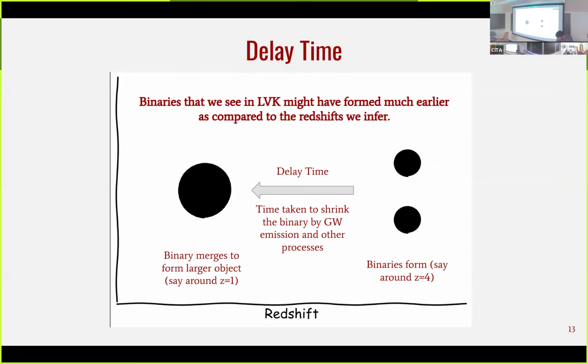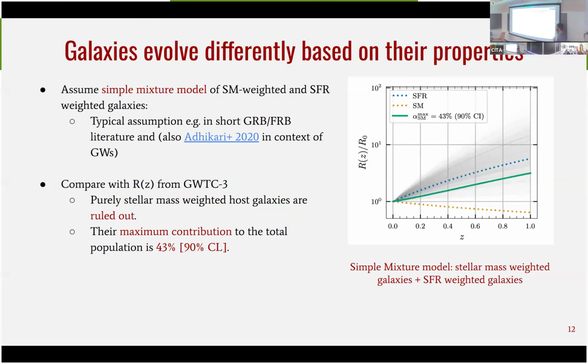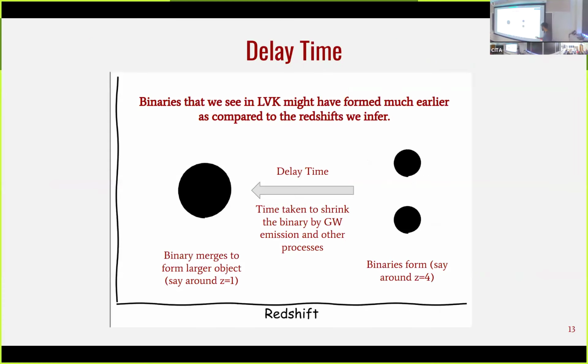Okay. So that's more of a cartoonish picture, but even though it's a very simple mixture model, we can still see that not all of these gravitational waves come from just these really massive galaxies. So what we do is we try to do it in a more proper manner.